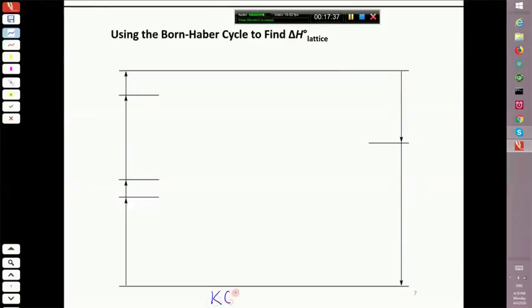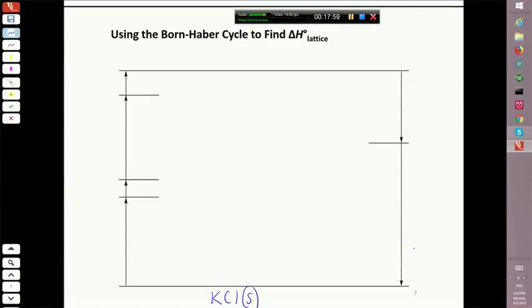So that's going to be the bottom here. We're starting and ending at KCl solid. And then what we're going to do in this cycle, as I said, is go around through a bunch of different steps that are going to first break the ionic compound up into its ions, and then they're going to reform the ionic compound. The energy associated with reforming that ionic compound from the ions is what we refer to as lattice enthalpy.